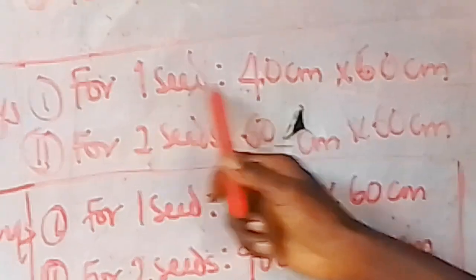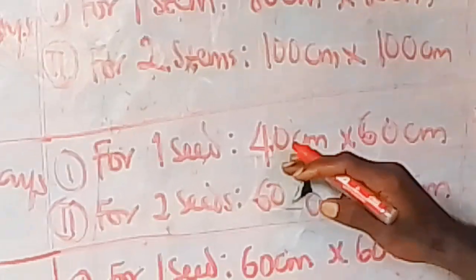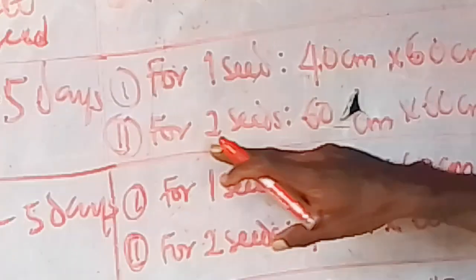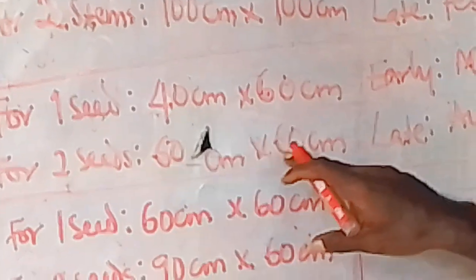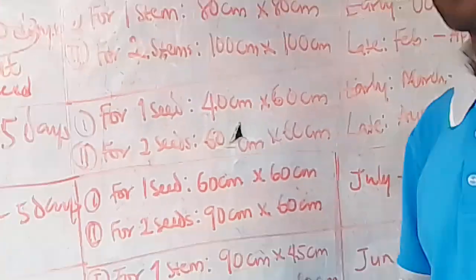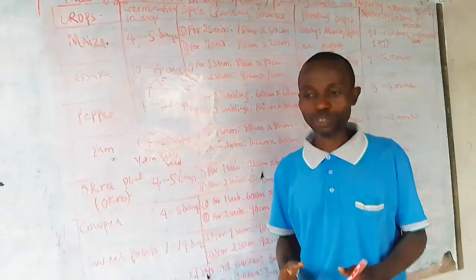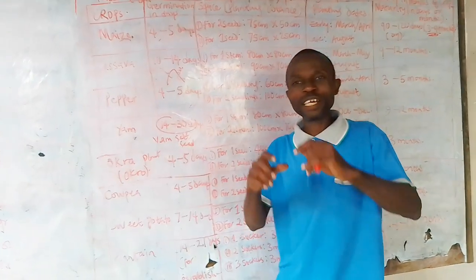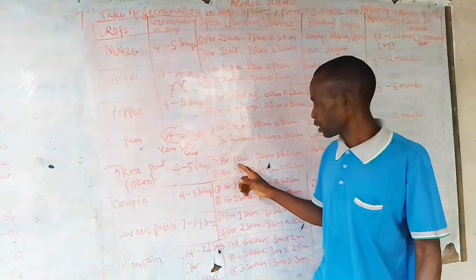One seed in a hole, spaced 40 centimeters to 60 centimeters, and for 2 seeds, 50 centimeters to 60 centimeters. Now what he is saying is, should I go with paper? No, you don't have to go with paper. There are ways to go about it. You can have a wood or a stick measure to this particular spacing.